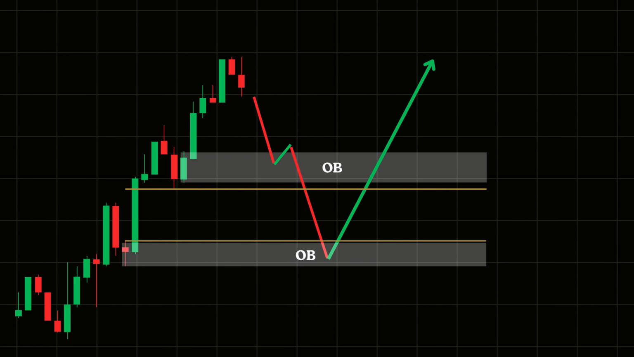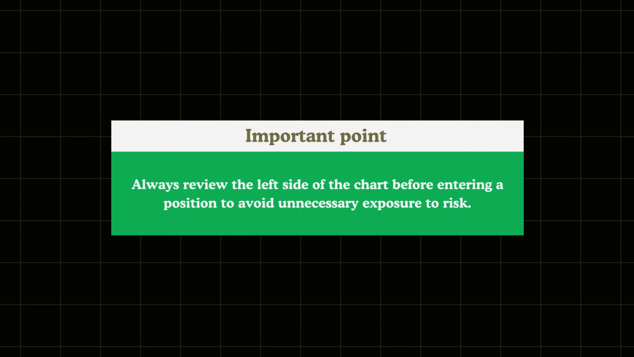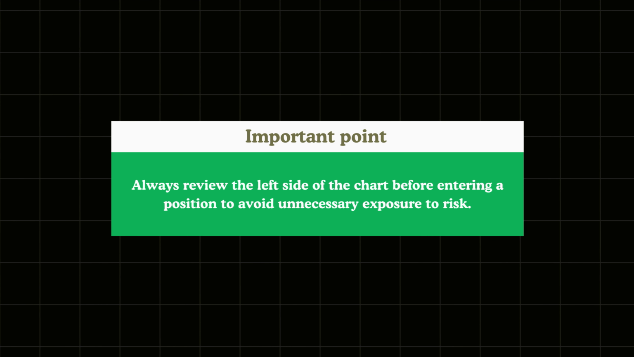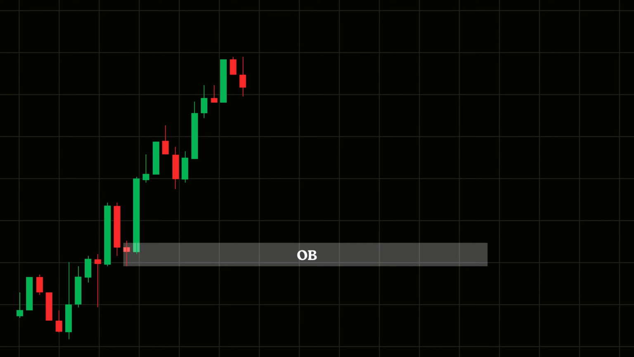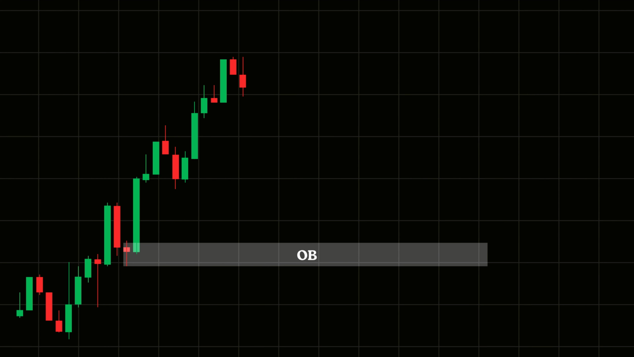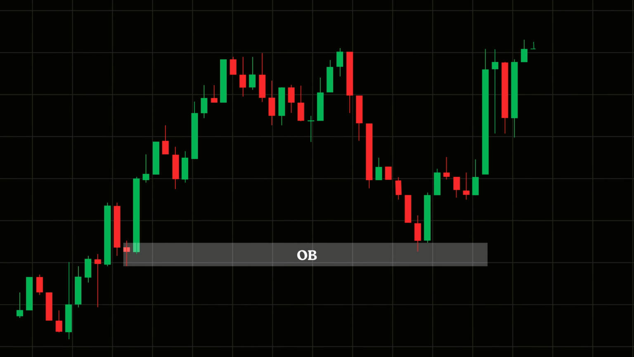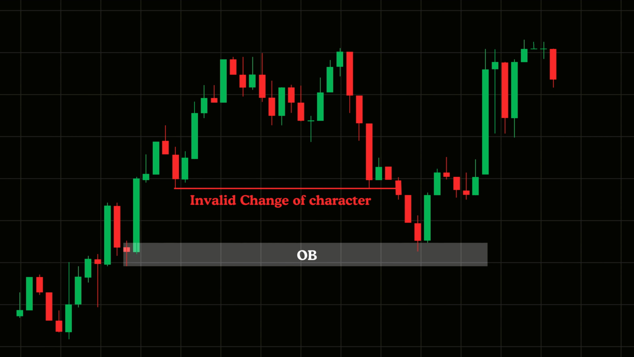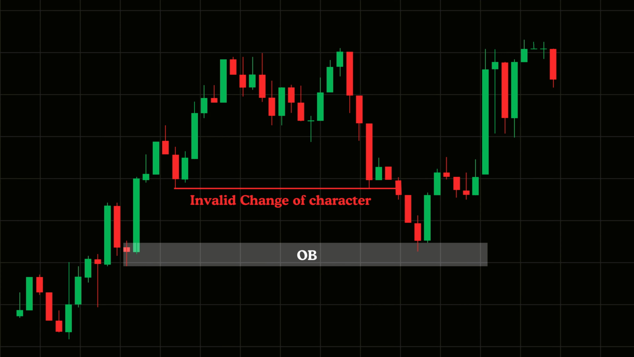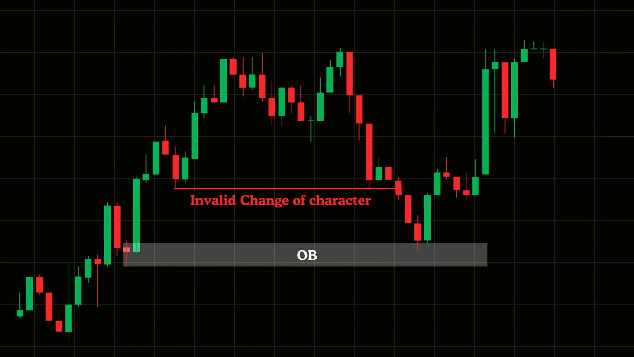Here are two important takeaways. First, always review the left side of the chart before entering a position to avoid unnecessary exposure to risk. Second, when this pattern appears, where a gap and another order block sit directly under the first one, we do not treat the break of structure as a true change of character, since this movement might simply be a liquidity sweep rather than a genuine reversal.